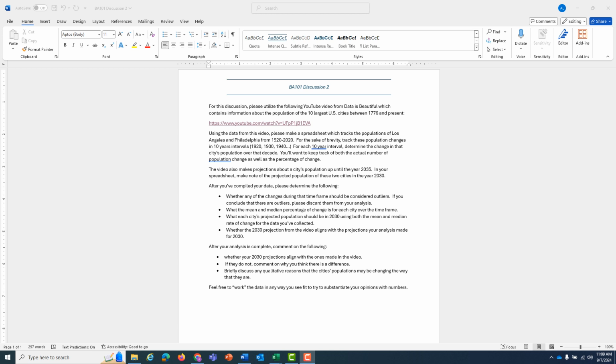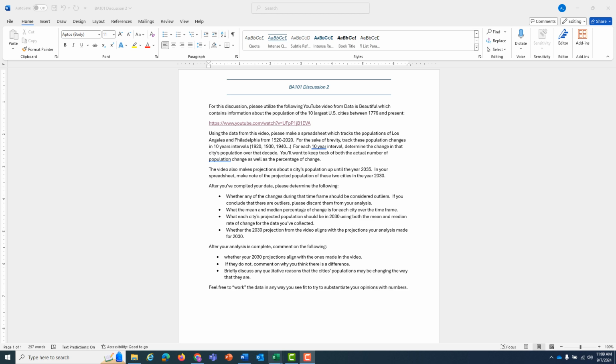In the third and final part of this video, we're going to finish up doing what we have been asked to do with the data in this example. So far, we've determined that there was one outlier we had to discard. We have the mean and median percentage of change for each city over the time frame. Now we've got to use the information that we have to make projections about what the population of each city should be in 2030 according to the observed data that we have, using both the mean and the median. And then we're going to make determinations about what the projection was for the video that they had in 2030.